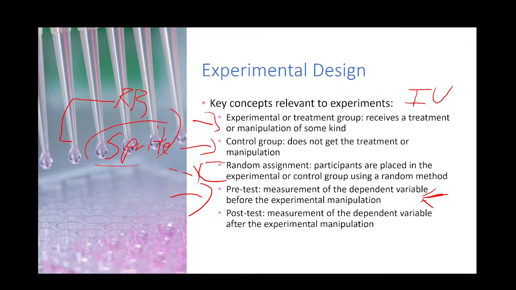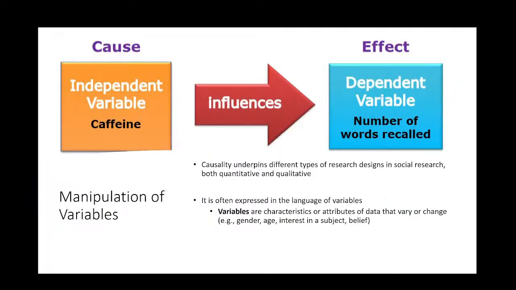And then a post-test measurement of the dependent variable after the manipulation. So here you've had your energy drink, and you then test them again to see if there's been a change in that dependent variable, right? The DV, the memorization of the list of names. Okay, does that all make sense? I know it's pretty straightforward. So, all right.